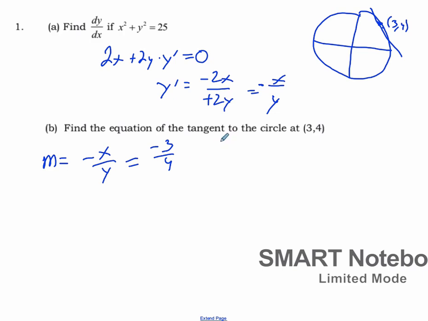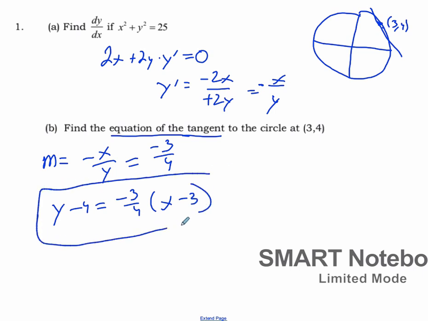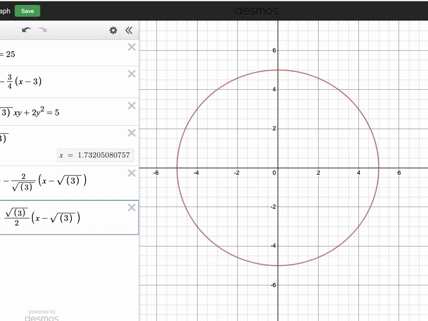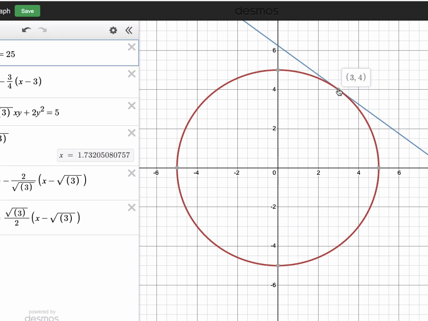And this is where point-slope form is going to be very, very useful when we do these kinds of questions, because to write the equation of the line, we can just use point-slope form. So y minus 4 equals the slope times (x minus 3). And no need to simplify it. Sometimes that will be really complicated actually. In Desmos, there's the circle and there is the tangent. You see it is tangent at the point (3, 4).